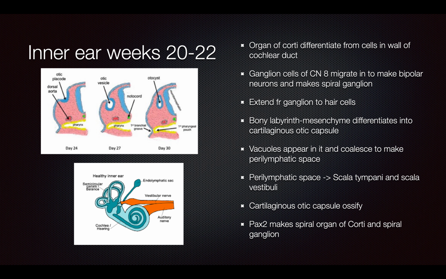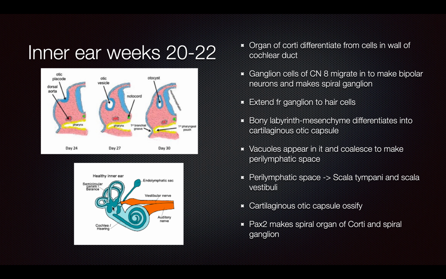In the inner ear that forms in weeks 20 to 22, the organ of Corti will differentiate from the cells on the wall of the cochlear duct. The ganglion cells of cranial nerve 8 will migrate in to make the bipolar neurons, and that makes the spiral ganglion. And it extends from the ganglion to the hair cells.